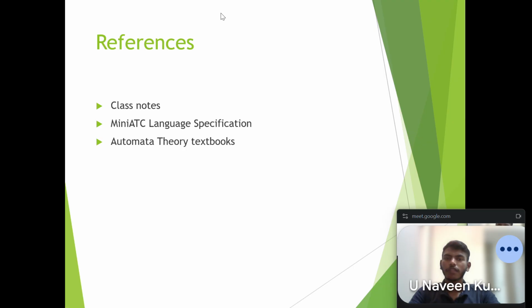And the last slide we have is the references. Here the references are class notes, which is material provided in class, and the mini ETC language specification, which gives the rules and structure of the mini ETC language. And next we have automata theory textbooks, books referred to for concepts and theory.